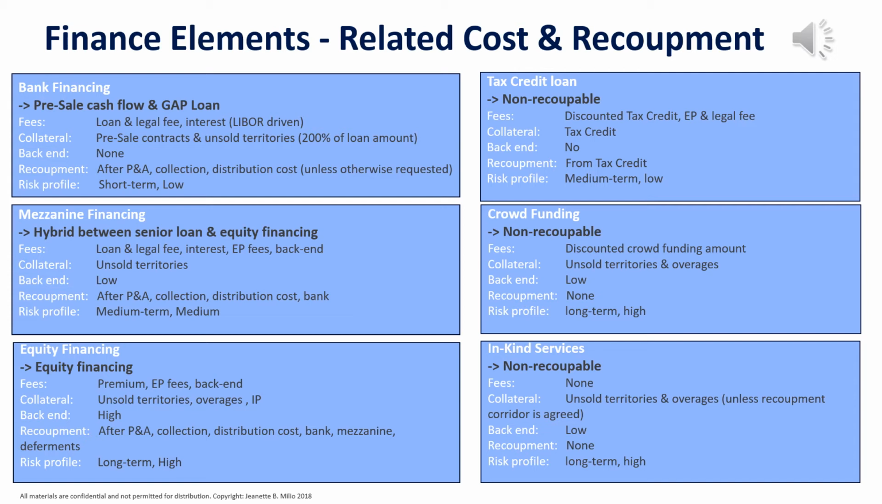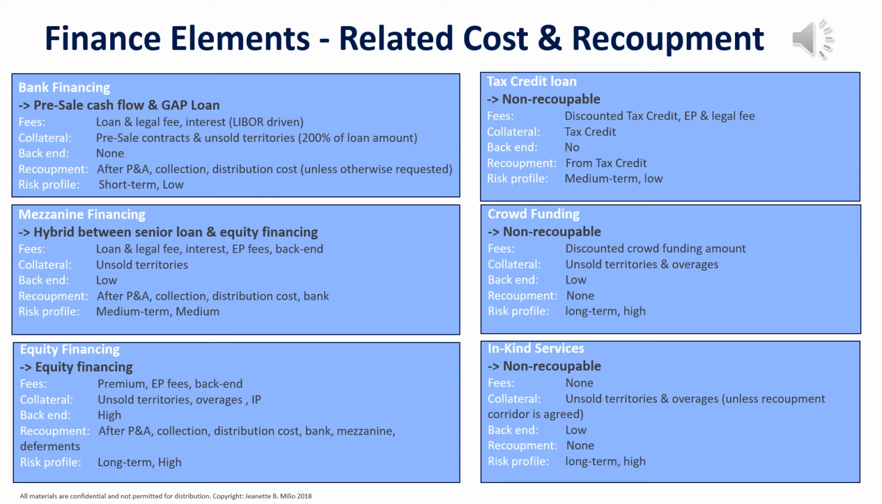The recoupment position would be after the P&A, the collection and distribution cost. Unless otherwise requested, as we said earlier, the bank might say, I want to recoup before the collection agent, before the distribution costs. They will never recoup before P&A.